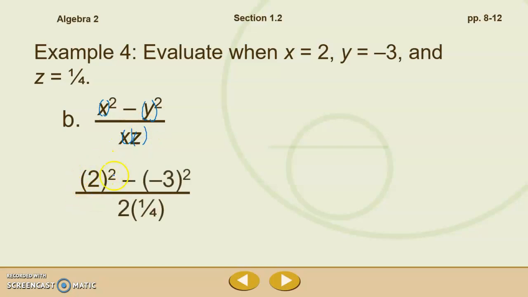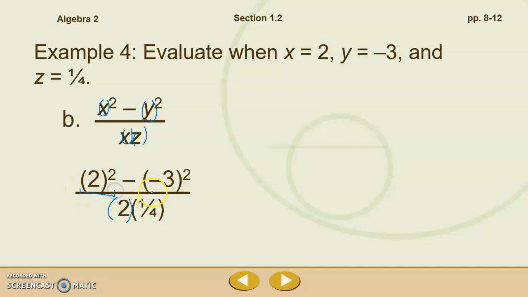So we've got 2 squared minus, substitute in for our y, negative 3 squared over x times z, or 2 times 1/4. We should have parentheses here. Using our rules of exponents, our rules of order of operations, let's simplify. We don't have anything inside the grouping symbols we can simplify, so let's go to exponents here.